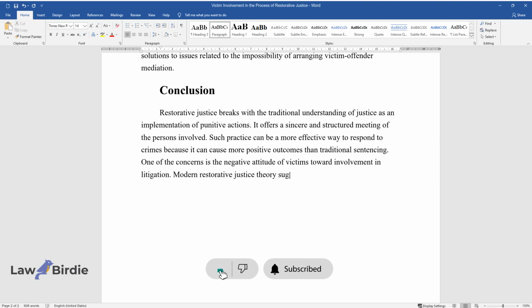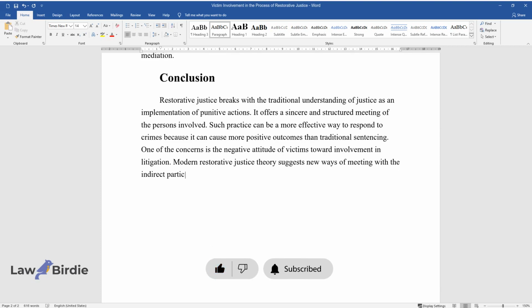Modern restorative justice theory suggests new ways of meeting with the indirect participation of the victim.